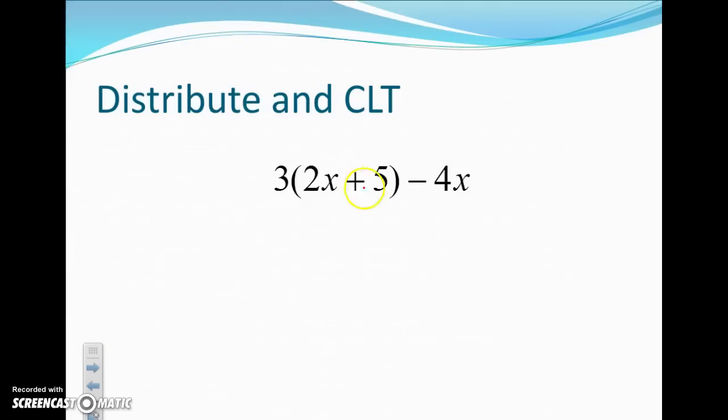Now, first of all, you see this right here, 3 times the quantity of 2x plus 5. In this case, you need to distribute 3 to both 2x and 5. And every single time when you distribute, you multiply. So see, 3 times 2x will give you 6x, plus 3 times 5 will give you 15. Once you distribute, you just bring down the last term.